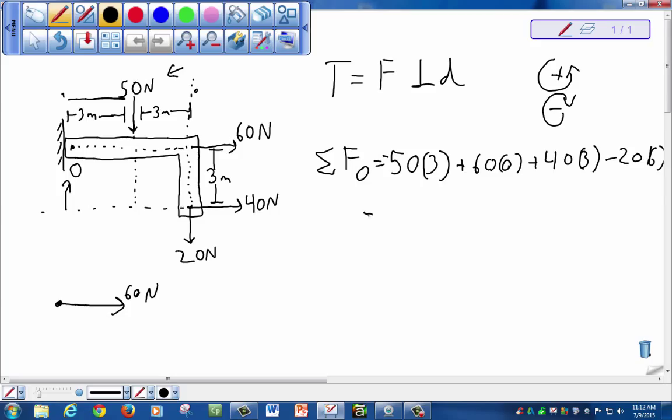Now if you get your calculator and calculate all that, you will end up with negative 150 newtons. Now what that negative is telling you is that point O is being rotated clockwise with 150 newtons of force. Okay, and that's your answer.